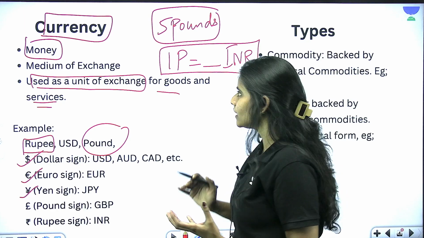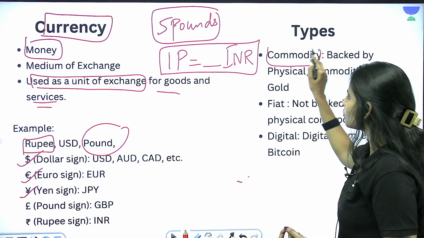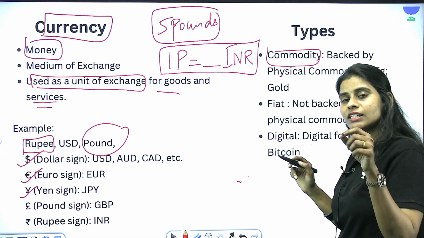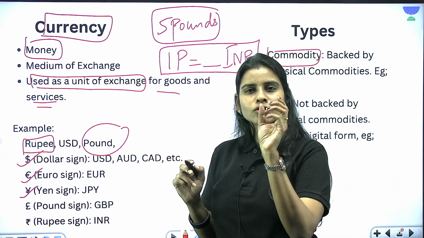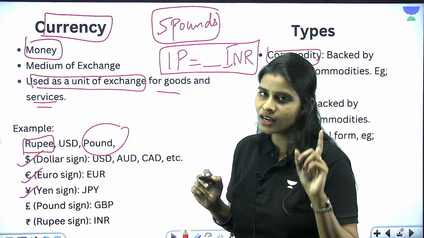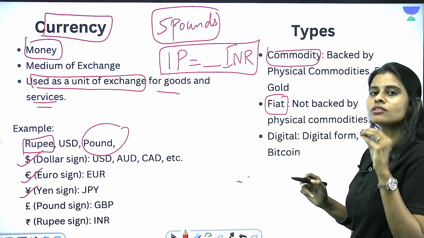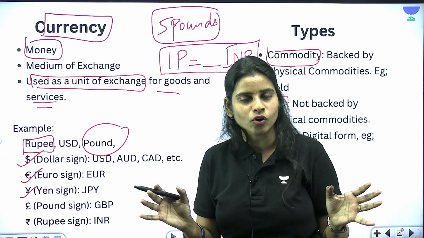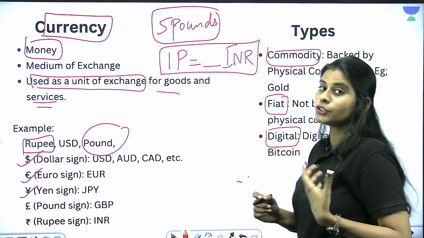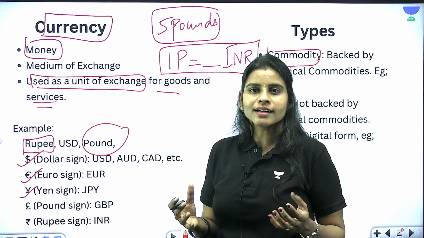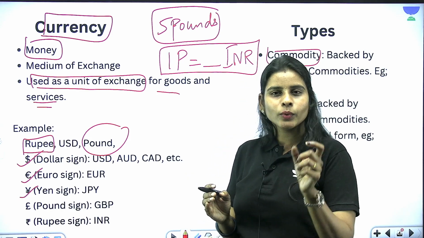But before going to that, let us have a look at the different types of currencies we have. So what is meant by commodity currency? Commodity currency is something which is backed by a commodity, such as gold. So gold is a very good example of commodity currency. What is meant by fiat currency? Any currency which is not backed by any physical commodity is called a fiat currency. And I hope you all know this well. Digital currency: what is meant by digital currency? The currency which exists in digital form. An example is bitcoin.